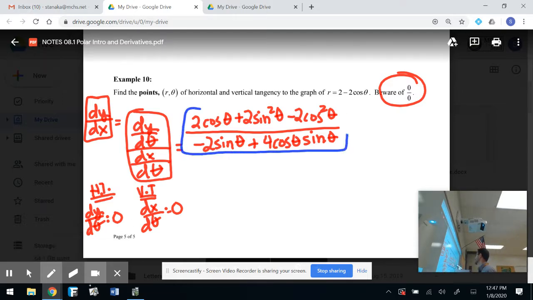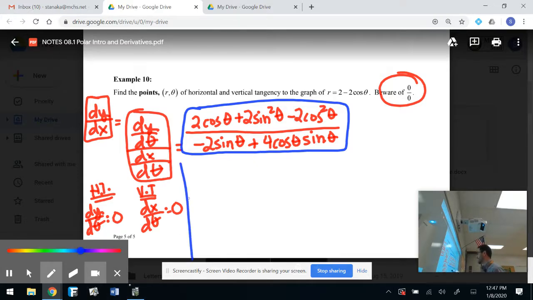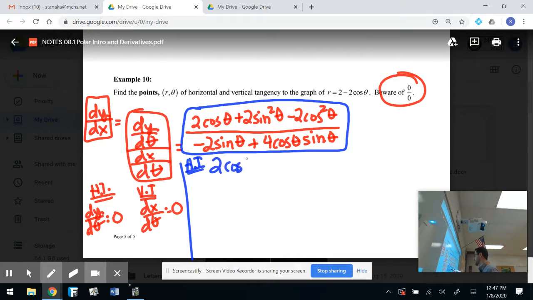Hopefully you got that. If you did not get that, class, please come in for help, okay? Because now I'm going to switch it up, and I want to find my HT, my horizontal tangent. We're going to set the numerator equal to 0, and I'm going to fix something right now.